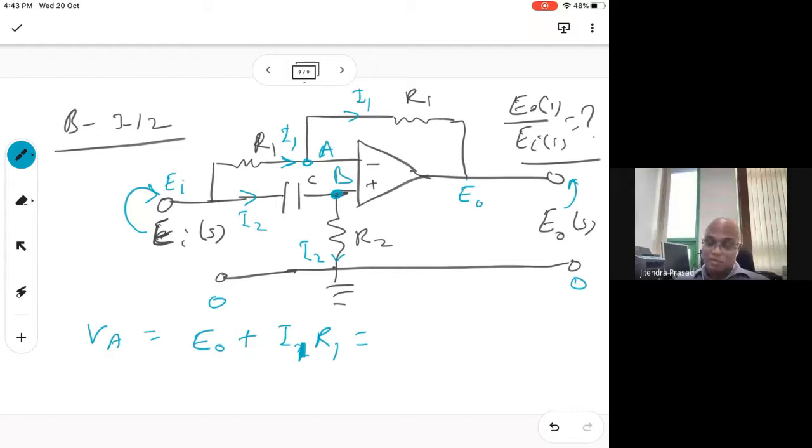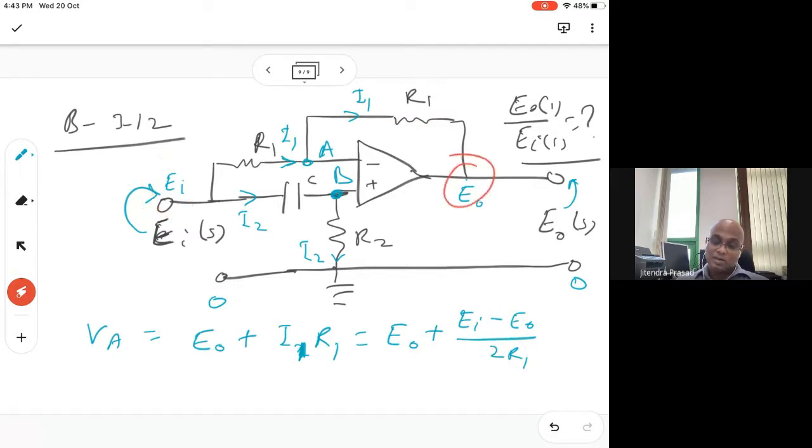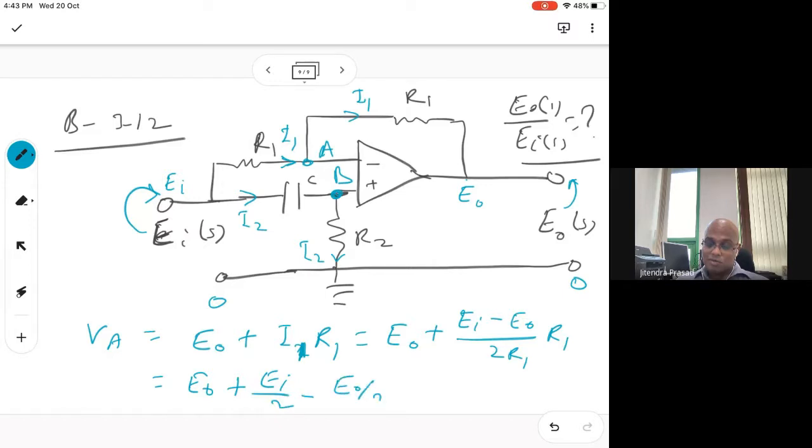So simply this will be equal to E naught plus (E1 minus E naught) over 2R1. This is I, right? Total resistance is R1 plus R1, 2R1, and the voltage difference is E1 minus E naught, multiplied by R1. Here R1 cancels out, so this becomes E1 by 2 minus E naught over 2, or simply (E1 plus E naught) over 2.